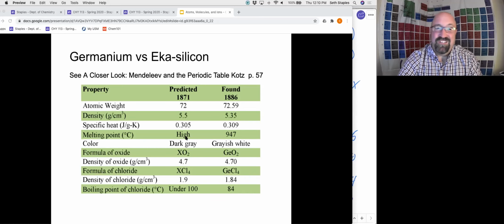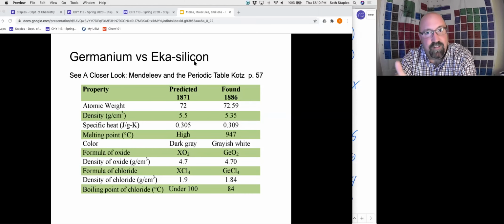He didn't actually predict a number for melting point, because that's tough to do. He just said, it's going to be high, and sure enough, it was. And so he was able to predict all these different properties, and he was dead on. What he had called eka-silicon, just meaning that it's going to come under silicon, come after silicon, was later discovered and called germanium.